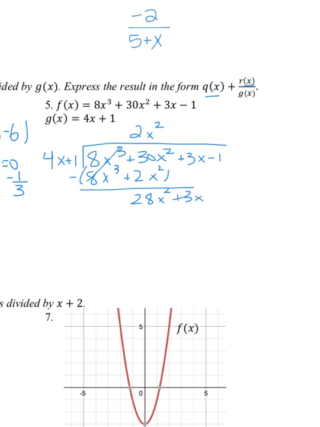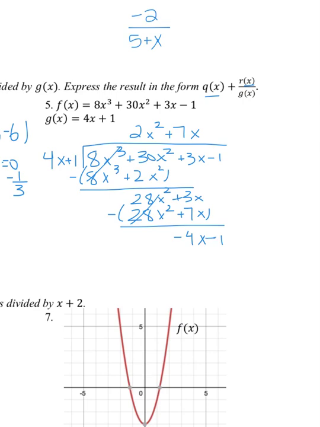So now I do 28x squared divided by 4x is plus 7x. That gives me 28x squared plus 7x, parentheses, and subtract again. 28 minus 28 cancels. 3 minus 7 is negative 4x. Bring down the negative 1.